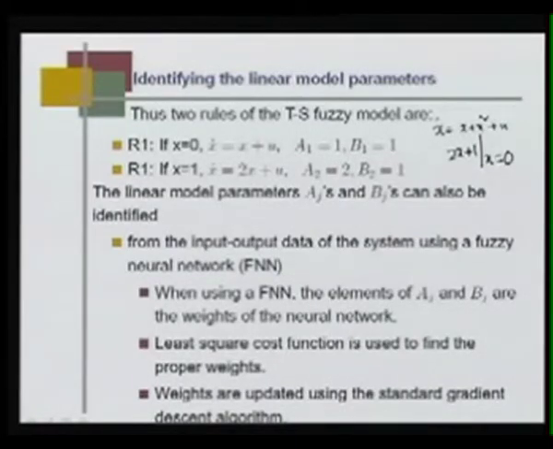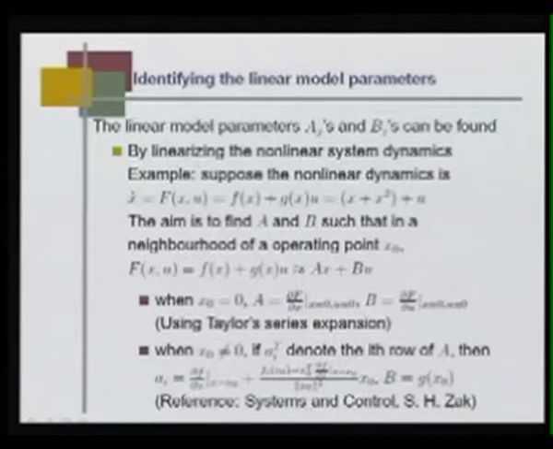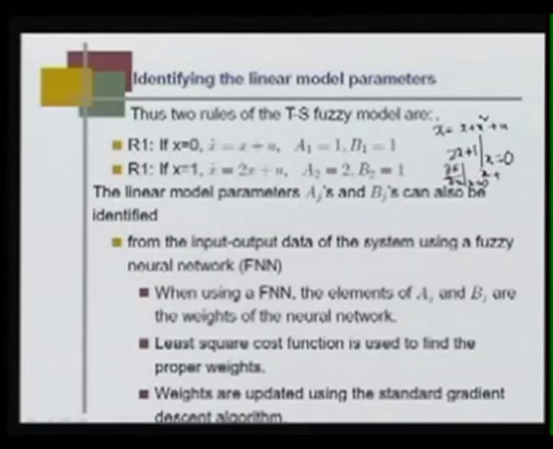So, into x. So, x plus u, because dou f by dou x at x equal to 0 into x, plus actually delta x, but since the operating point is 0, delta x is the same as x, plus dou f upon dou u. Since the coefficient here is 1, dou f upon dou u is 1, and into u. Okay. So, a 1 is 1, b 1 is 1. Similarly, if x equal to 1, then we implement the second rule, because when x is not equal to 0 we implement this rule, and by implementing that we get x dot is 2 x plus u, that means a 2 is 2 and b 2 is 1.